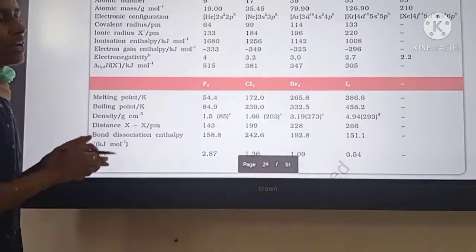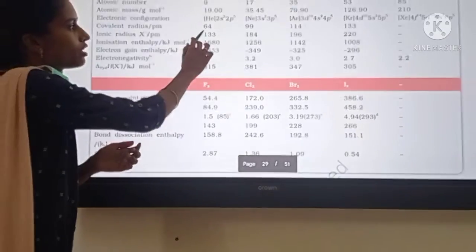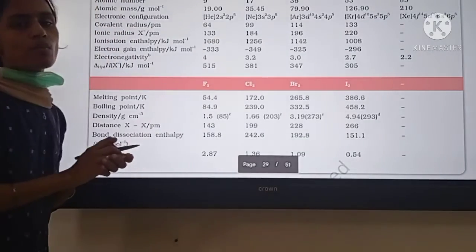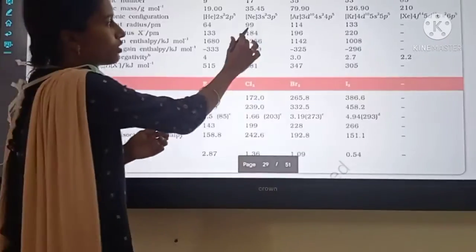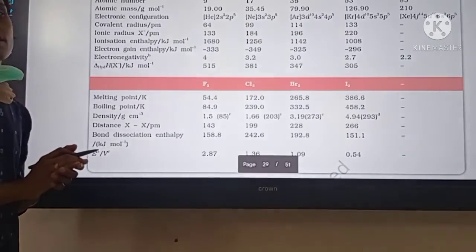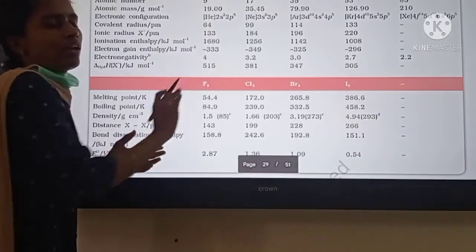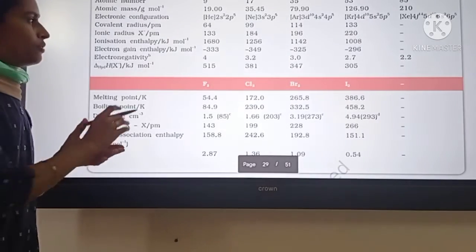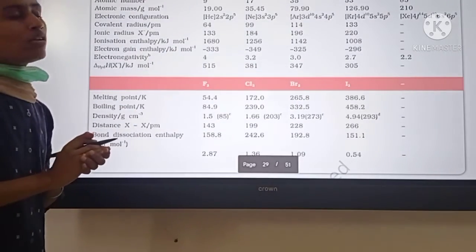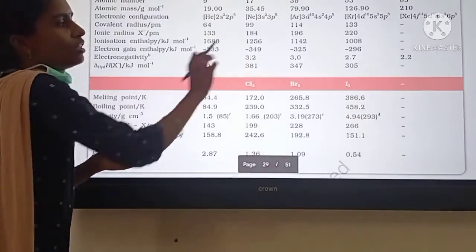Next, covalent radius. The radius increases from top to bottom. There is no decrease here; the normal trend is followed. So 64, 99, 114 and 133 picometres, the covalent radius is increasing. Next, ionic radius also increases, there are no exceptions. And ionization enthalpy decreases from top to bottom, as you can see in kilojoules per mole.